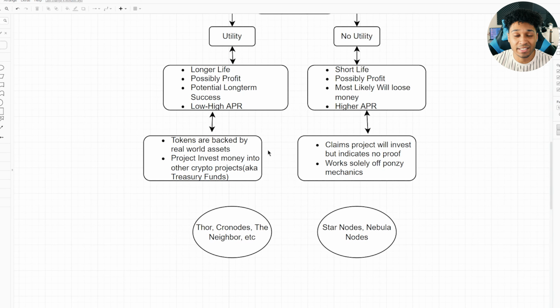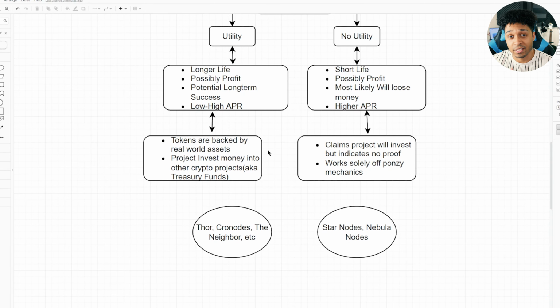So some of the ways that you can see utility in fake node projects are if they back their tokens by some type of real world asset, whatever that may be. It could be real estate, could be property, could be something physical, something like that. Or they could actually invest that into other projects, whether that's node projects, whatever types of projects, stocks, and be able to show you proof that they did invest what they said they would. You can track it down on the blockchain if it's a crypto related project, if they're staking that money on some type of crypto platform, and provide proof.